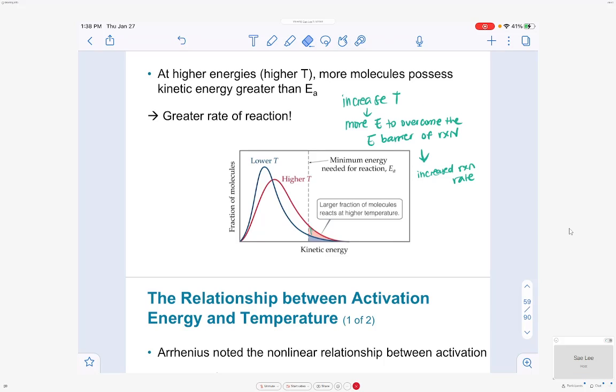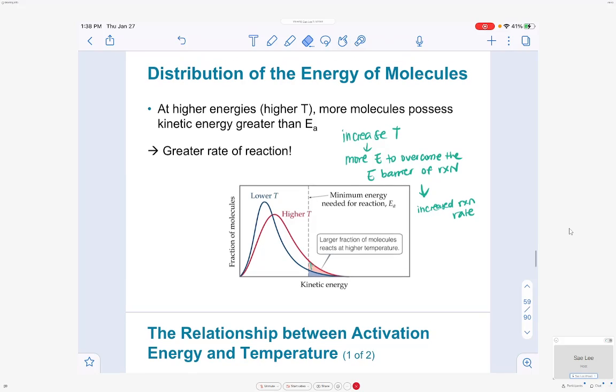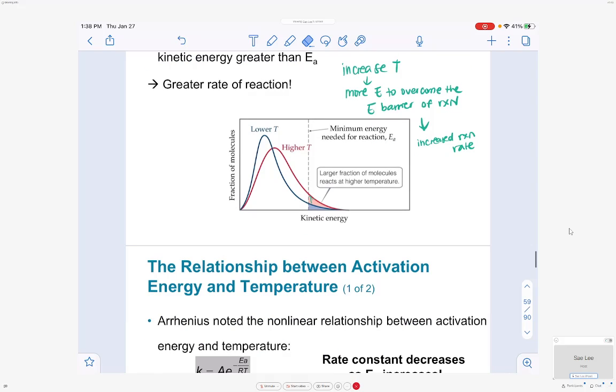So this is the explanation regarding why increasing temperature increases the reaction rate. Increasing the reaction temperature will provide more energy for the molecules to overcome the energy barrier of the reaction, and that's why, as a result, an increased reaction rate is observed.